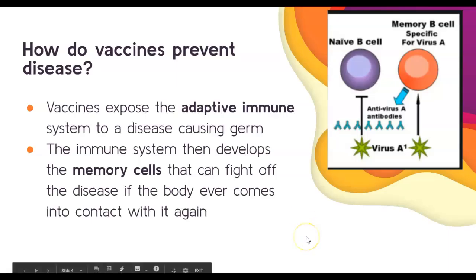All right, so how do vaccines prevent disease exactly? Vaccines expose our adaptive immune system. Remember, we talked about having an innate immune system and an adaptive immune system. This is part of our adaptive immune system. By exposing our adaptive immune system to the disease, it's able to develop memory cells. I'm sure you can remember those memory cells that have the antibodies, right, in order to fight the specific antigens that fight off the disease if the body's ever in contact with it again.